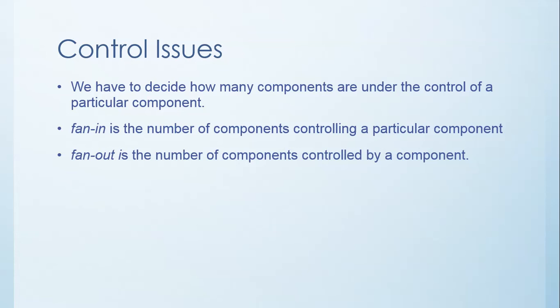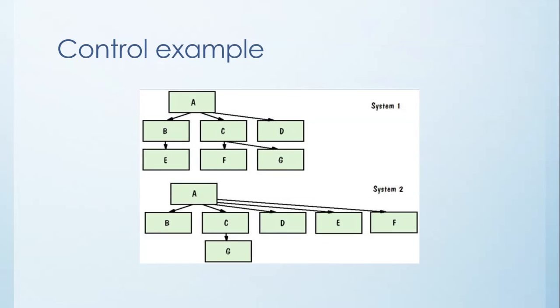So I'm going to close on the note for control issues. When you're decomposing your design, and you're talking about all of these types of modules, one thing that you want to look at is how many components have control over another. We have two metrics: fan in and fan out. Fan in is the number of components controlling a particular component, and fan out is the number of components controlled by a component.